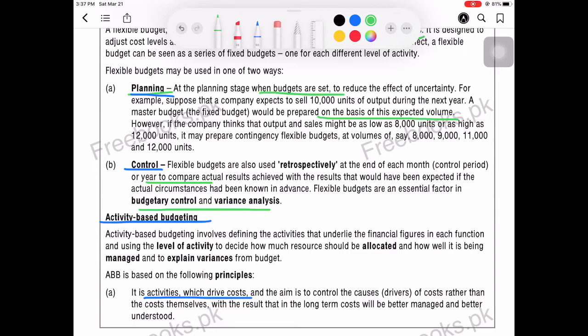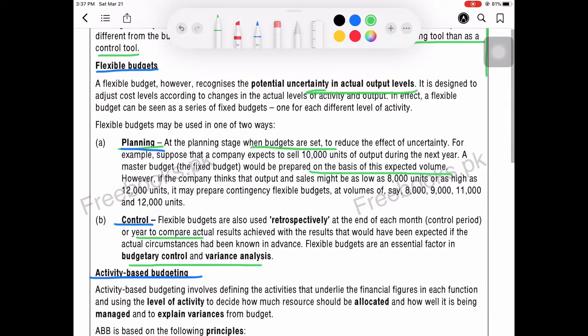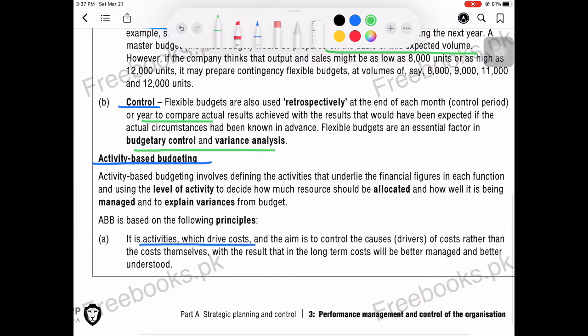You get my point? The planning will be for the future, control will be comparing with the past results, the actual versus the budgeting. Okay, this is very simple because you can't really anticipate how much your sales would be, and in case your sales is up and down, you can adjust your budgets, and that's the reason it's called flexible. It's simple.